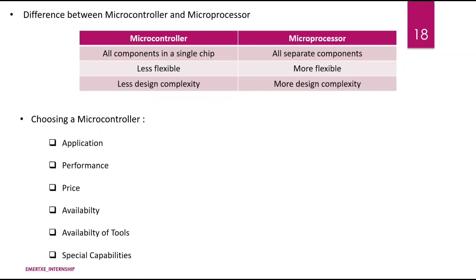So how do we choose a microcontroller? There are various factors which depend on choosing the microcontroller. First is application. What kind of application do you want to achieve using the microcontroller? This is the main point while choosing a microcontroller. Next is performance, how it is performing. Then next is the price. At different prices the functionality of a microcontroller changes. And then availability, we have to check whether it is available or not, also the availability of tools, and whether it has some special capabilities or not.